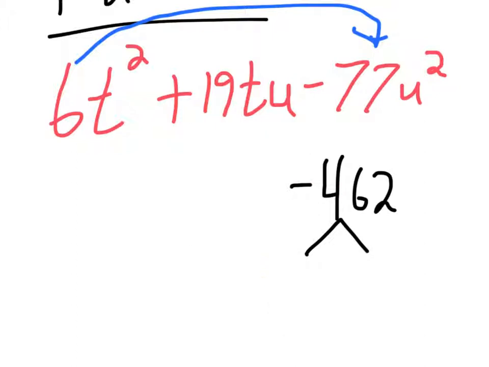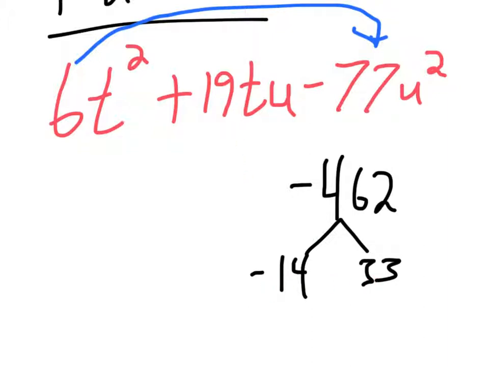So if you play around with that, 14 and 33 multiply to be 462. But one of them has to be a negative. So if we make this one negative, negative 14 plus 33, that should make 19. So this is the pair that we need, 14 and 33. Negative 14 plus 33 makes 19.